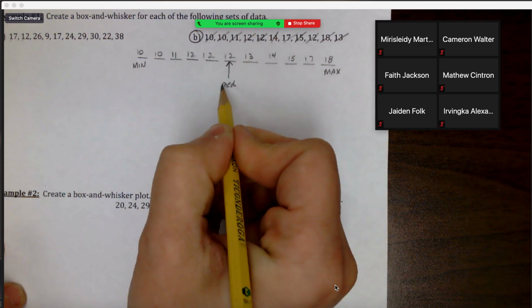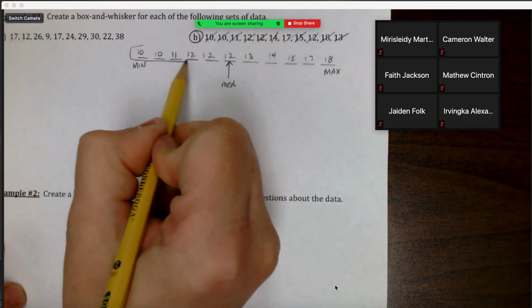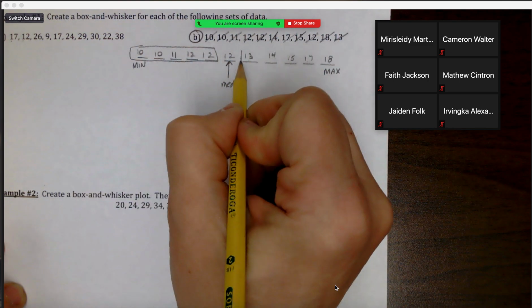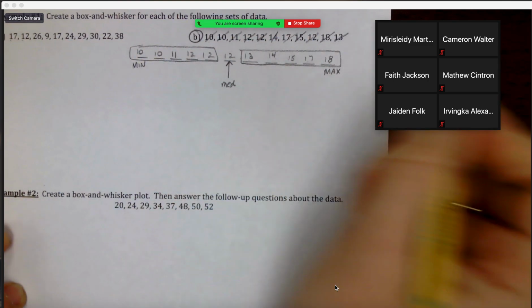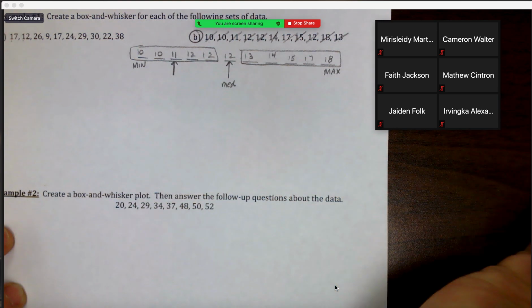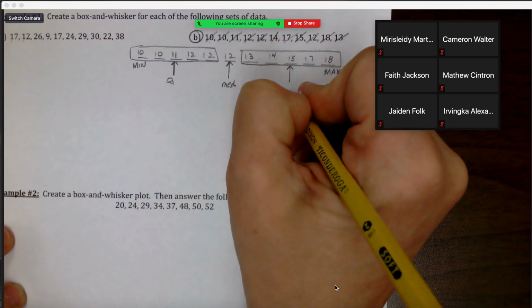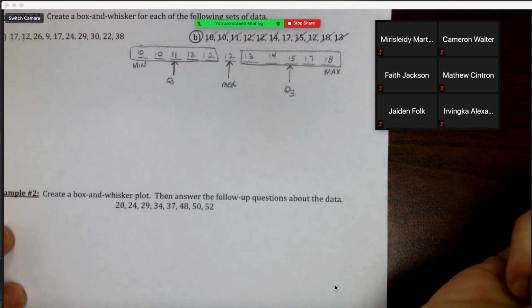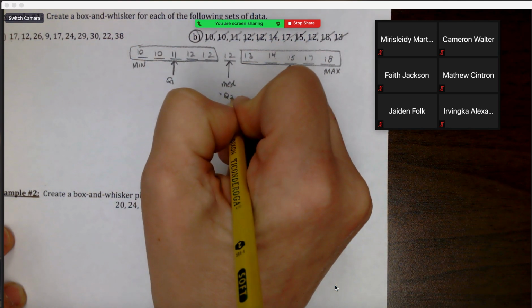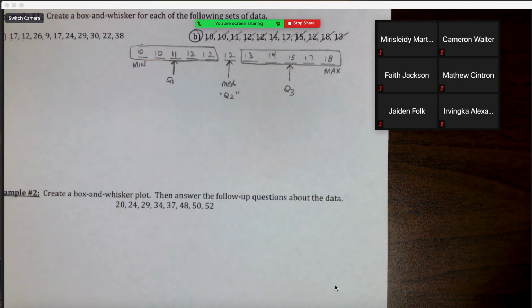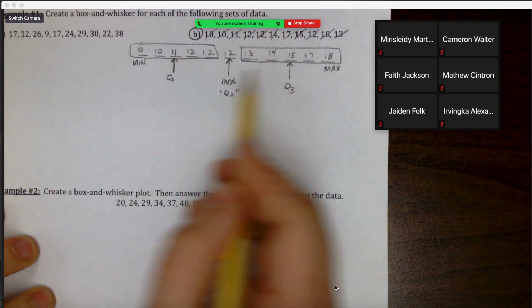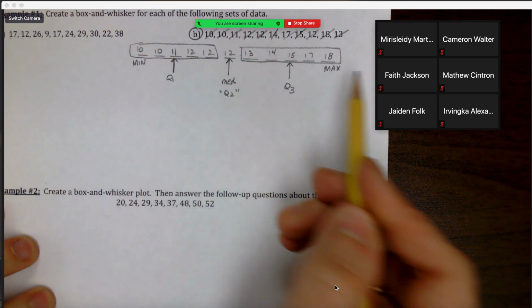Once I identify my median, I take all of these here and here, and I split them up. The middle of the first set is my Q1. The middle of the second set is Q3. Technically, my median is going to be Q2. Okay? So from here, I'm going to take all this information, 1, 2, 3, 4, 5, and I'm going to make my box and whisker plot.